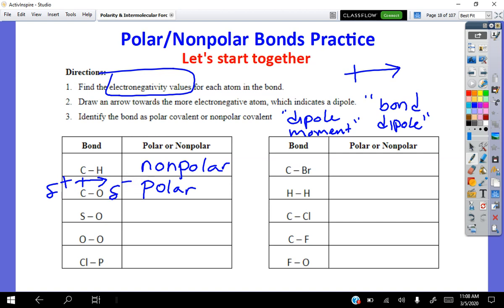If you were also labeling delta minus and delta plus, the delta plus would be here, delta minus would be there. In our next lesson, we're going to apply all of this to the polarity of molecules, and we will continue. So go through and practice those on your own, and we will check in our next lesson.